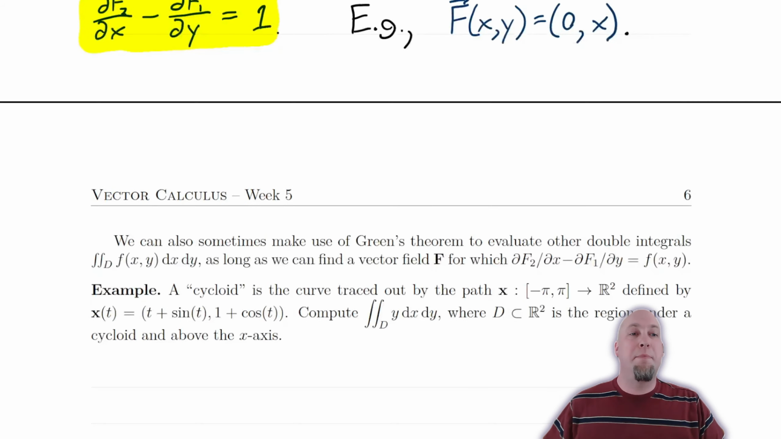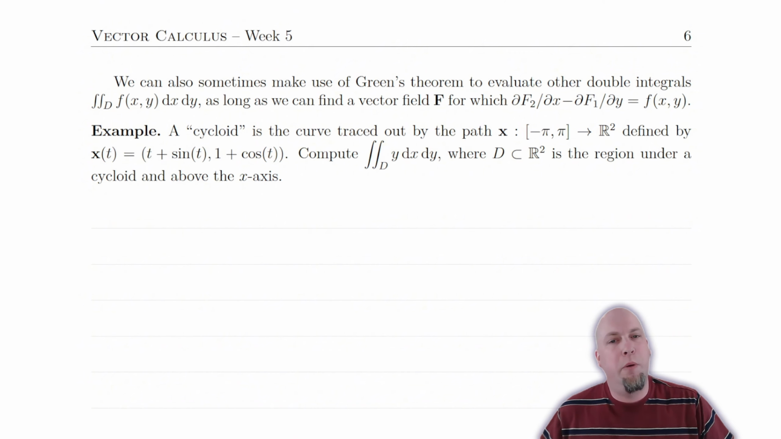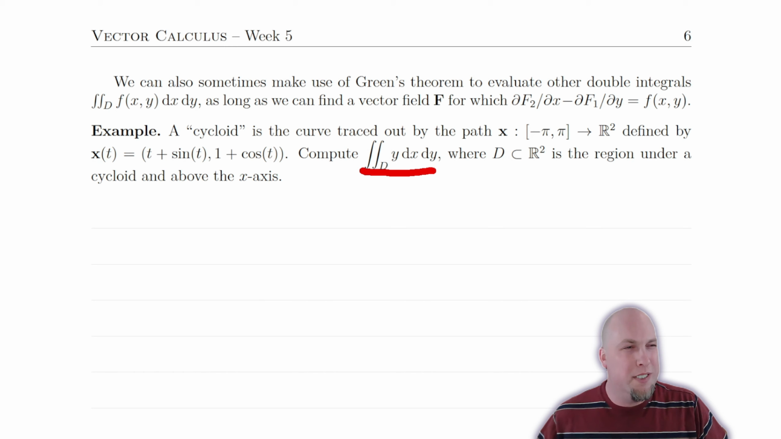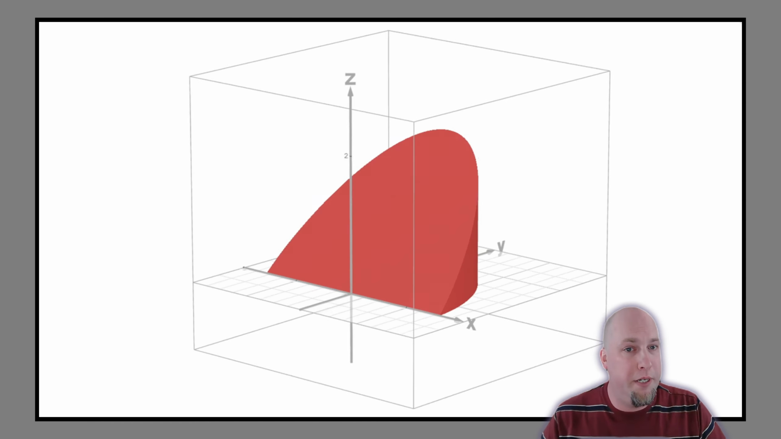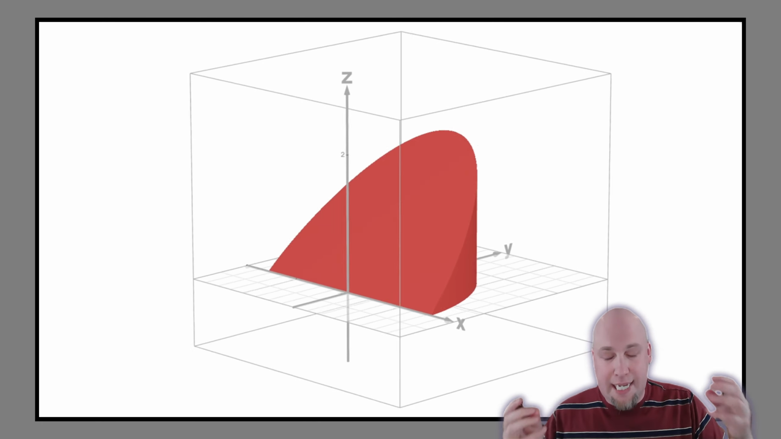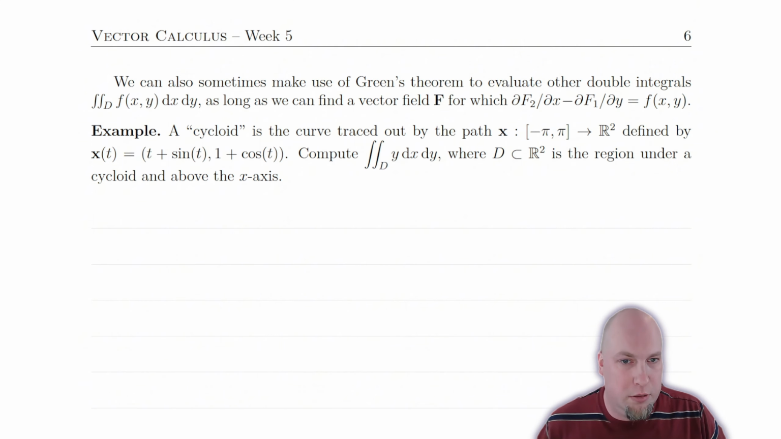Alrighty, let's do another example. Let's ramp up a teeny tiny little bit to an example where we want to compute a double integral, but it's not a double integral of 1. In other words, it's not just an area anymore, but really it's a bona fide volume that we're trying to compute here. How can we do something like this? How can we use Green's theorem to evaluate a double integral that's given to us?